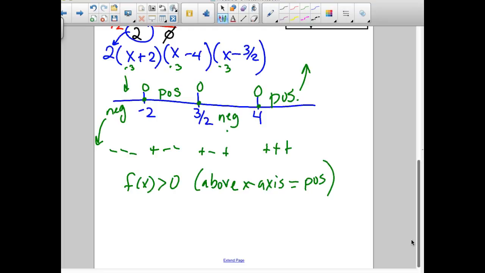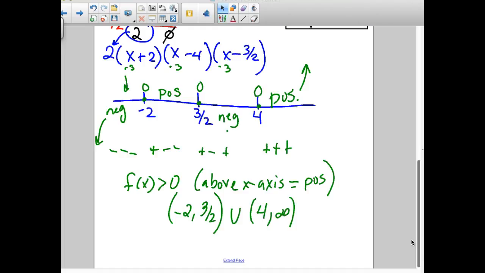-2 and 3/2, do I want to include those values? No. Because at those 2 points, I'm exactly 0, and it doesn't want me to be 0. It wants me to be greater than 0. Then I also can use what other interval? Good, 4 to infinity.